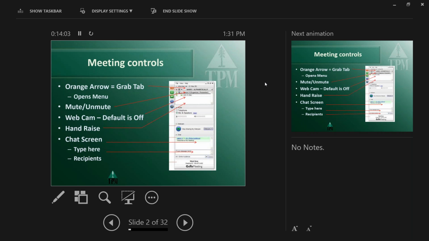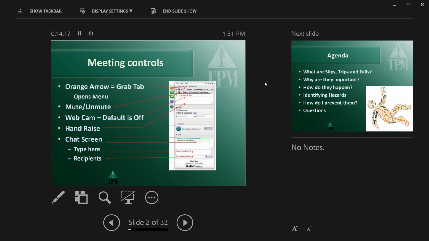We've got the webcam and the hand raise button, but really the best way to do this is the chat screen. If you want to talk to me or talk to anybody else in the group during the webinar, you type in your message, you pick who it goes to, and then you send it. You can send a message to everybody, just me, or another attendee. So if you have something you need to ask during the webinar, that's where we do it. And at the end, you'll have my contact information.